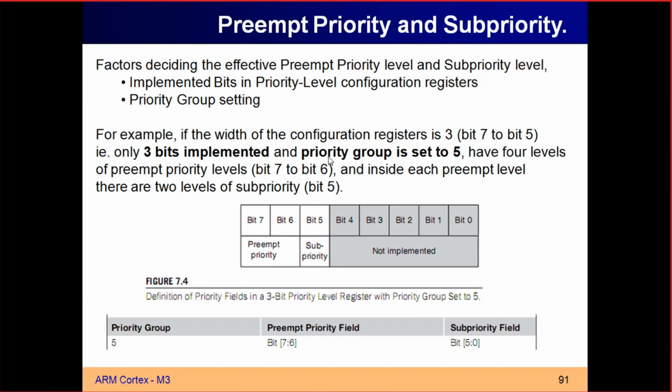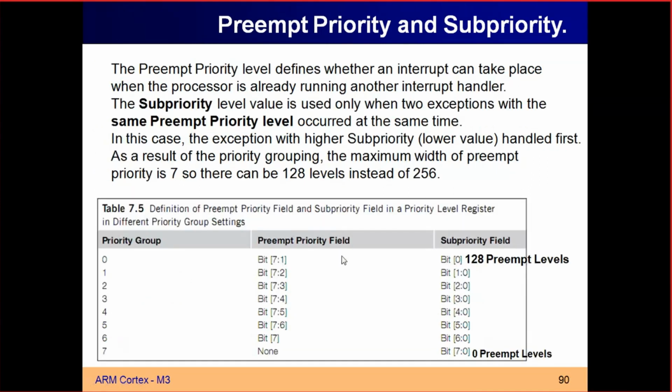Because here I have set the priority group as 5. So what do you mean by priority group? This is the priority group setting. If you are setting priority group 0, what does it mean? Bit numbers 1 to 7 will be the preempt priority field. Bit number 0 will be the sub priority field. So here, how many levels of preemption can you have? 128 levels. That is why the maximum is 128 levels, because at least 1 bit should be sub priority. So remaining only 7 bits will be there.